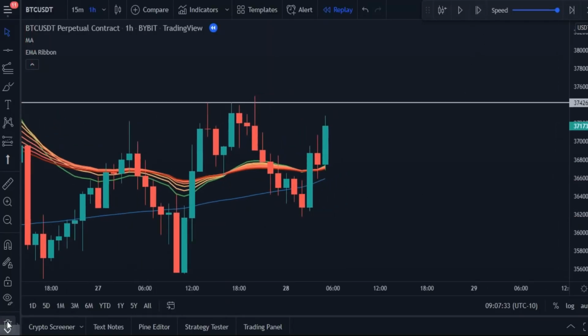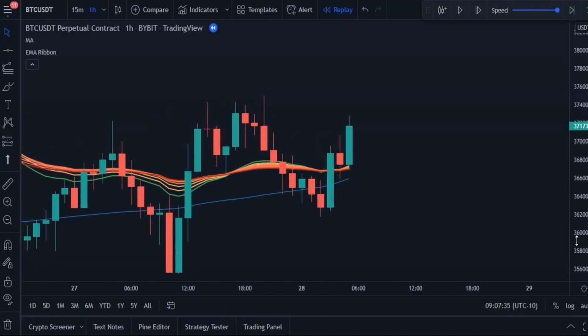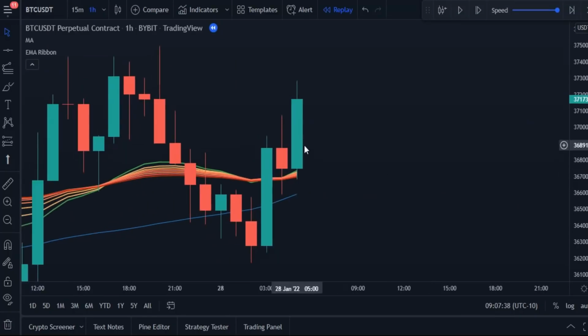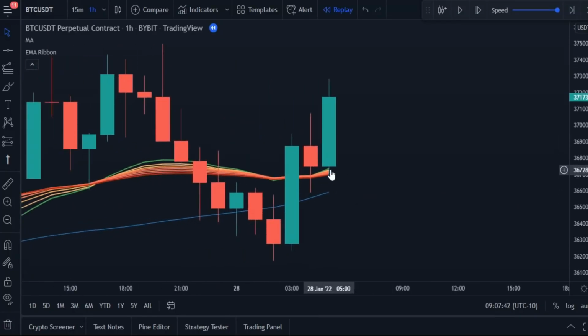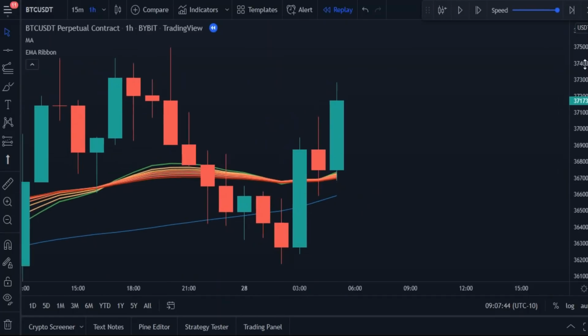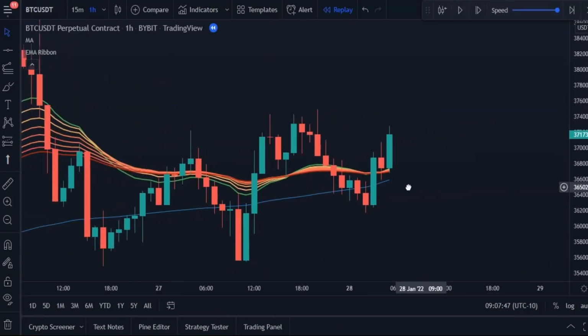Here, at this candle, it looks like a good entry point. All the EMA lines are above the blue moving average line, the green EMA line has become the top line, and the red line has become the bottom line, and we also have a green candle here. Yes, we will enter here, above this candle.